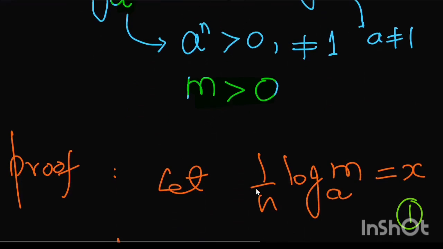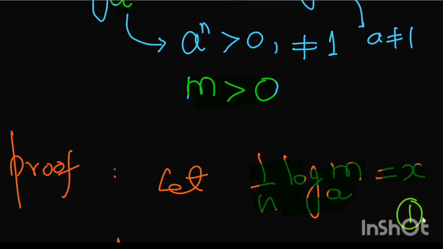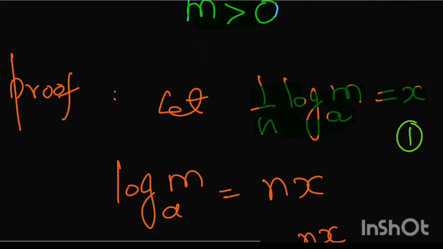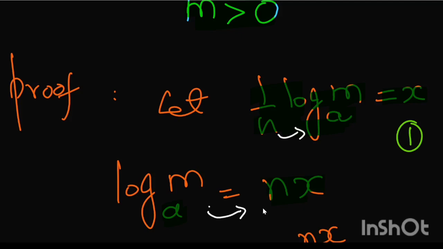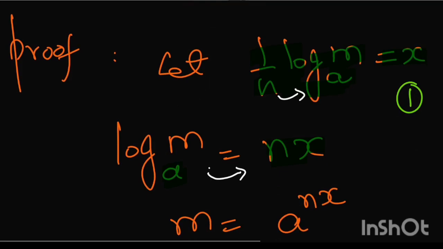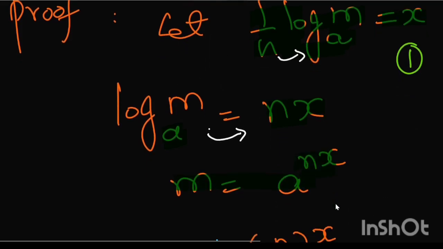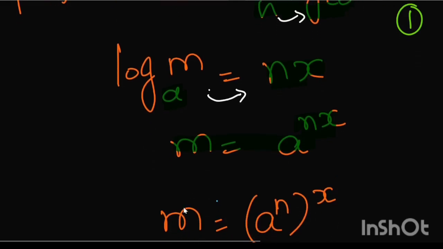Let's assume the left hand side, which is 1 by n log m base a, to be x. And now what we will do, n gets multiplied here, so it becomes nx. Now using the definition, a will come out and it will push nx in the power, that is the logarithmic to exponential form conversion. So m becomes a to the power nx. Now rewriting a to the power nx as m equals a to the power n to the power x.